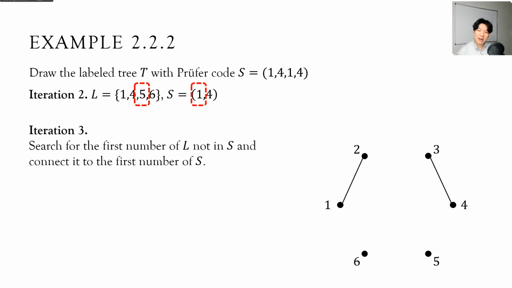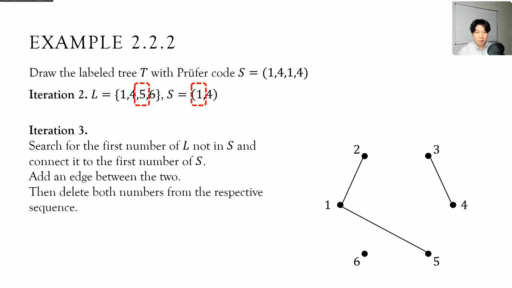Thus, I'm going to go ahead and add an edge between the two, giving me the edge 1, 5, like what I've drawn here. And then I delete both numbers from their respective sequence. So from L, I should be left with 1, 4, 6. And S, I'll just have the entry 4. And we're going to keep on continuing this until L only has 2 entries left. So we should be able to do this in one more complete iteration at least.